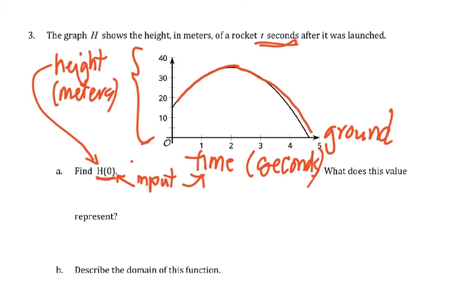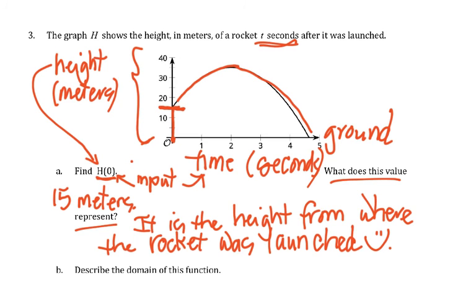So take a look. Here's where time is 0. I'm going to go up till I get right there. So this is the height when time is 0. Looks like it's about 15, don't forget the units, meters. So what does this value represent? It is the starting point of the rocket. It is the height from which the rocket was launched. All right, so it is the height from where the rocket was launched. Okay, and I read the graph to get that information.